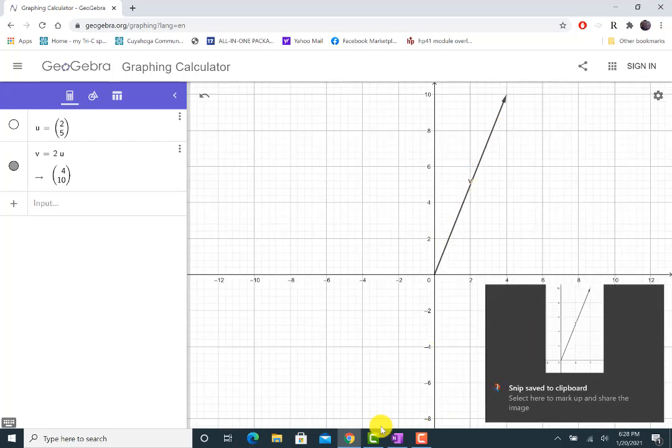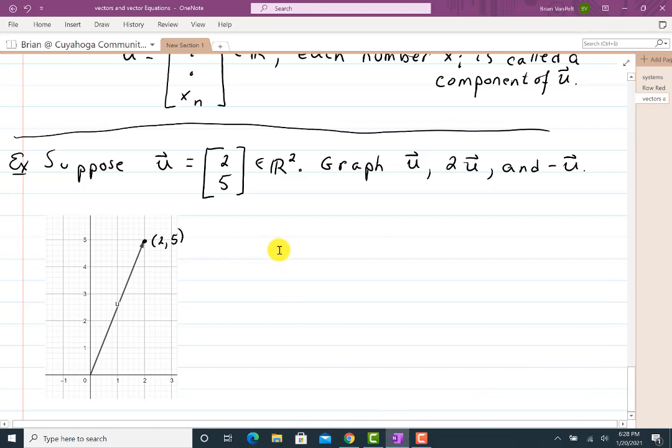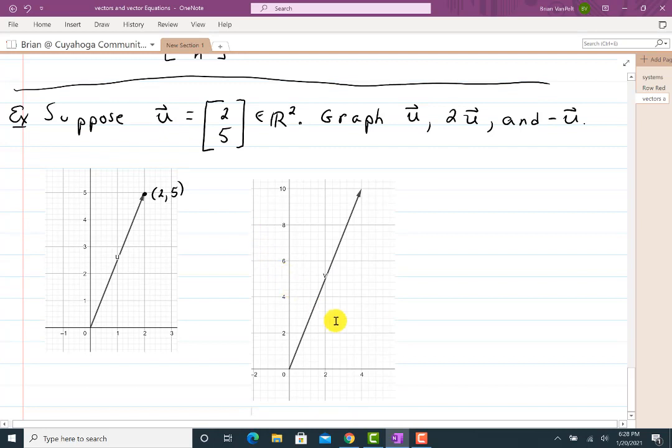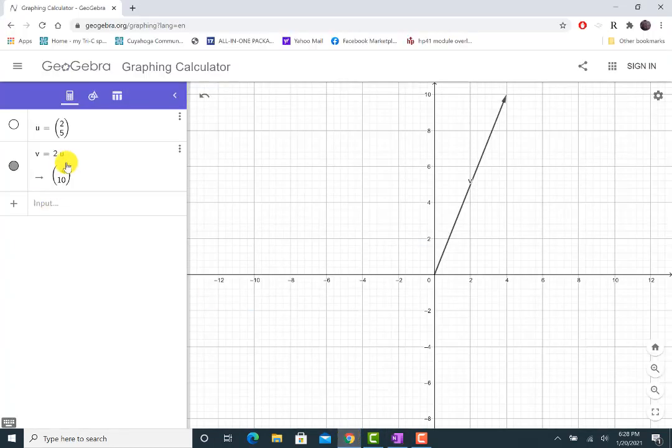Now, because I had to resize it, it's not going to look twice as big, but you'll see what I'm talking about anyways. So let me go ahead and copy it into here. And this time, as I said before, this ends at the point 4, 10. This vector is twice as long. The negative out here will simply change the direction of the vector.